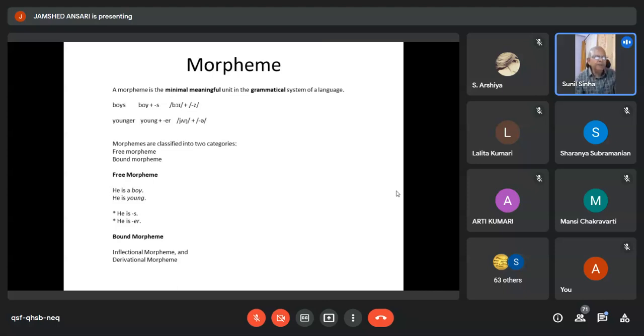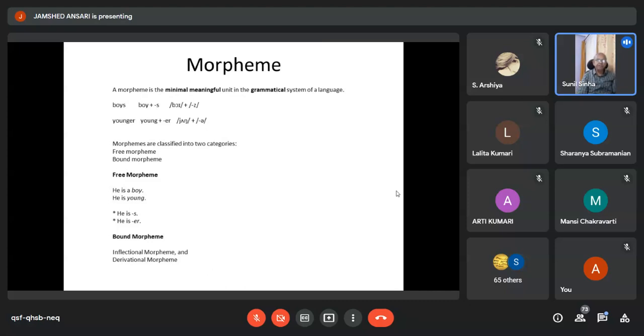Now, can you break boy any further? If you break boy into b and oi, then you don't get a word. B is a sound, oi is a sound. But when only these two sounds are put together, you get a word, boy. Now, boy cannot be broken further, but boys can be broken at least into two units, boy and z. So, boy cannot be broken further. Therefore, this is minimal, the smallest unit. Minimal unit in the grammatical system. So, boy is minimal and z is minimal.